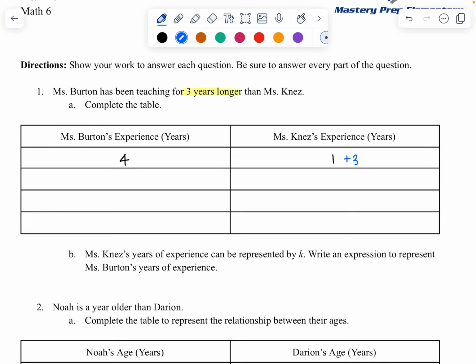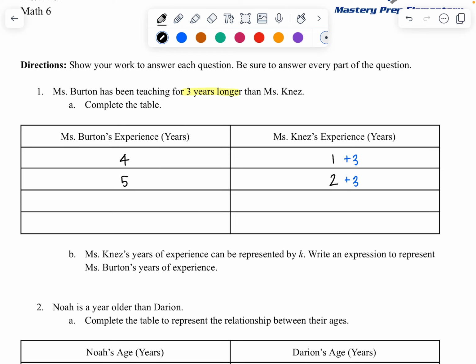A simple way to go about the table is simply to count Miss Knez's years of experience by ones. But really, you could put anything you want. If Miss Knez has taught for 2 years and Miss Burton has taught for 3 years more, I know that Miss Burton has taught for 5 years.